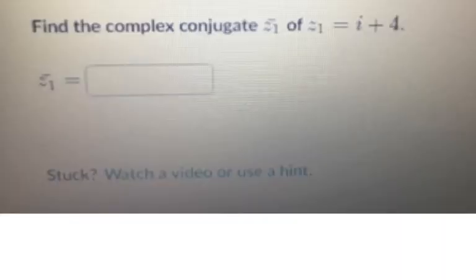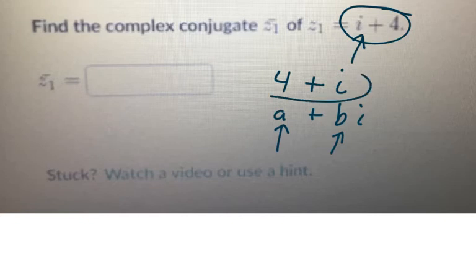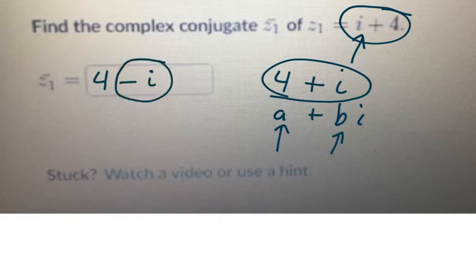All right, one more. Now here they're trying to trick you though. See how they put the i first. So first thing I recommend, guys, is remember it's 4 plus i. That's the better form. We always like it to be a plus bi. In other words, the regular number, the real number in front, the complex number at the end, or second. So, what is the conjugate of this? 4 minus i. All I did was change the sign of the i. That's the conjugate. All right?